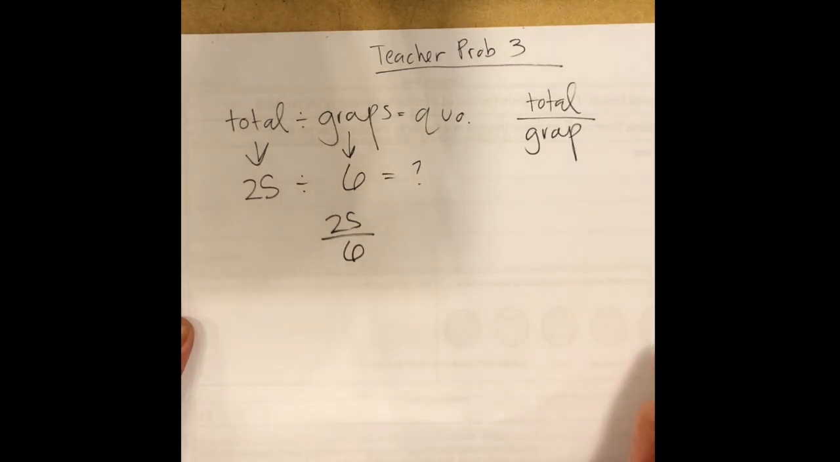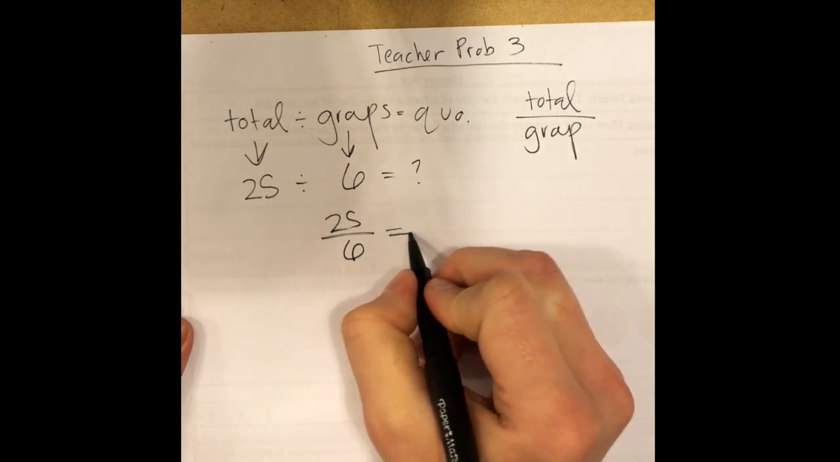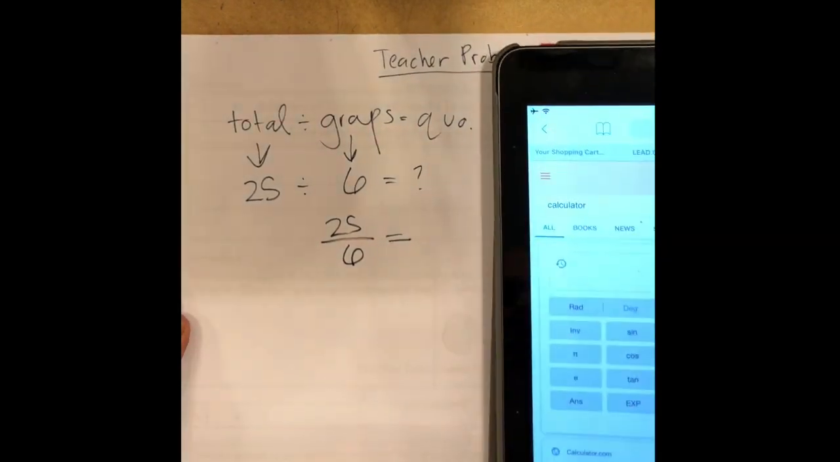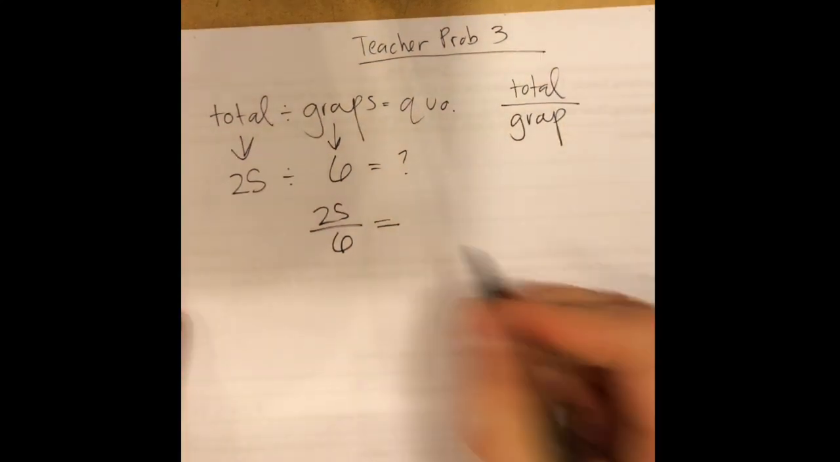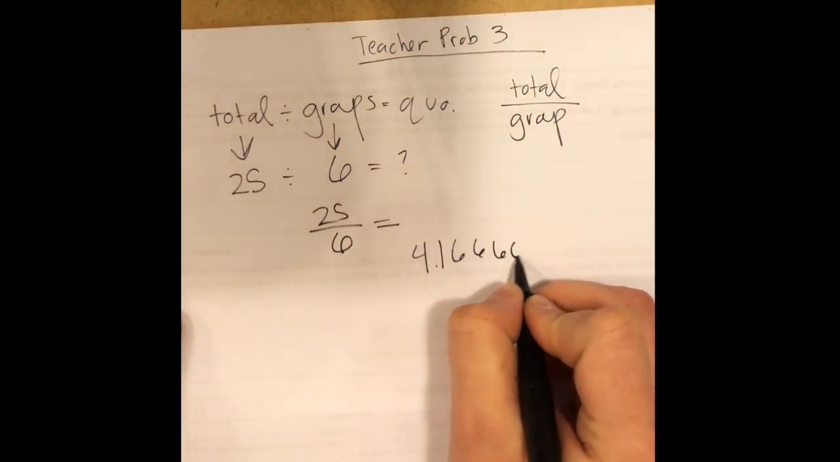What do you notice about that fraction? Well, it's improper because the numerator is bigger than the denominator. So remember, you get a calculator. I'm going to say 25 divided by 6. That gives me 4 and 1, 6, 6, 6, 6 repeating.